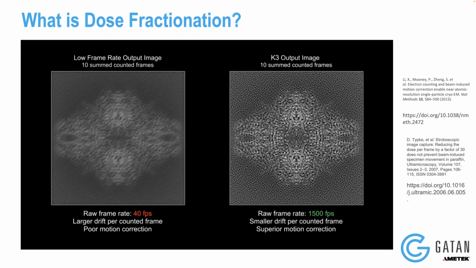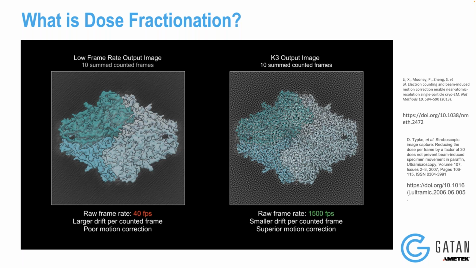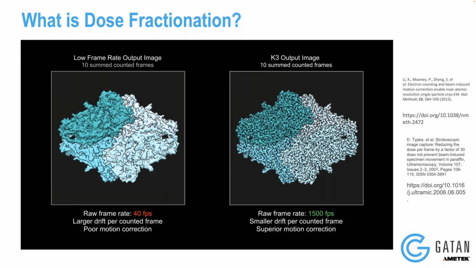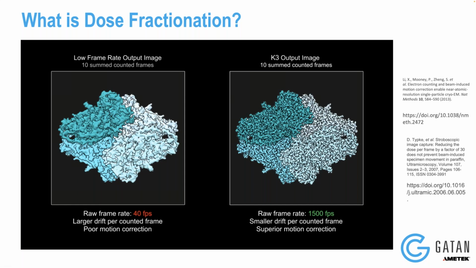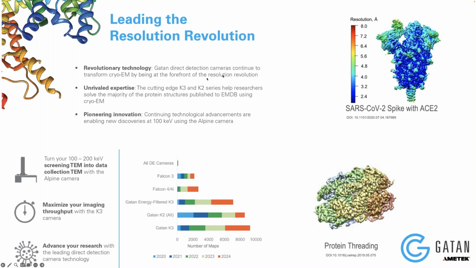So, motion correction or dose fractionation in our high frame rate K3 image on the right versus 40 FPS. The resolution in these images has a direct, tangible outcome. It affects the resolution in these biomolecules, and the resolutions of the reconstructions downstream in the processing pipeline. As I said, this is not some niche, strange thing. This is a go-to technique in single particle reconstruction, and it has really led the resolution revolution, this technology and this dose fractionation method.